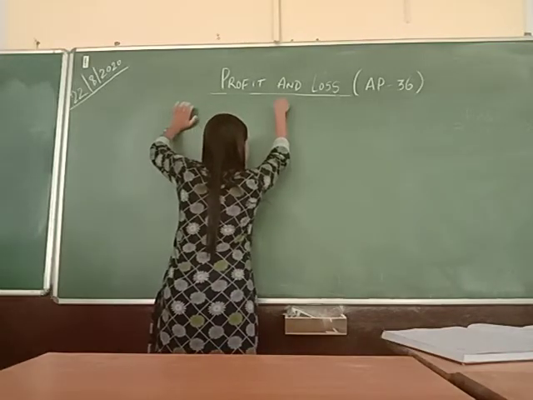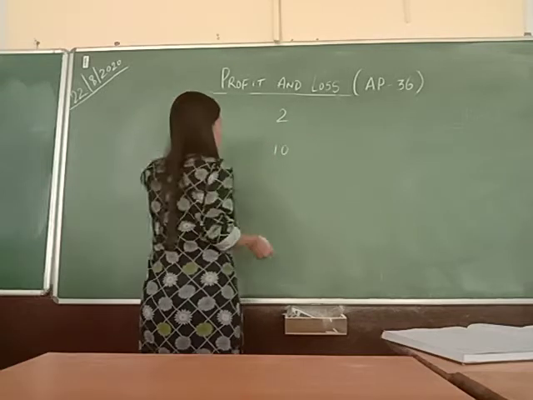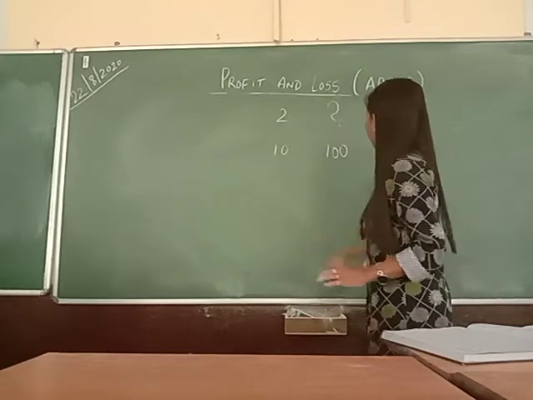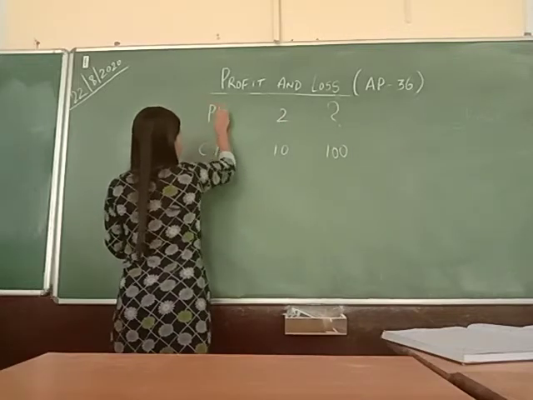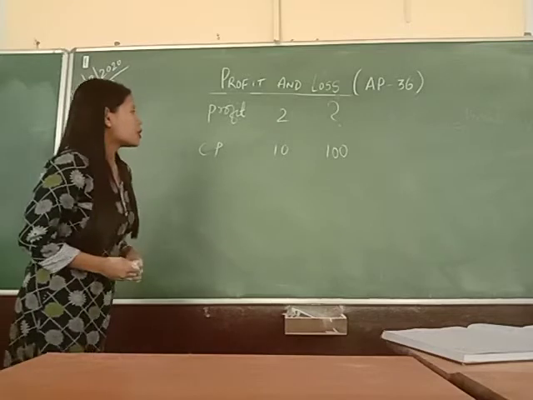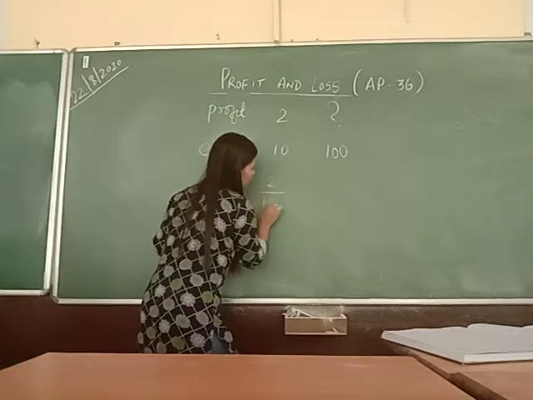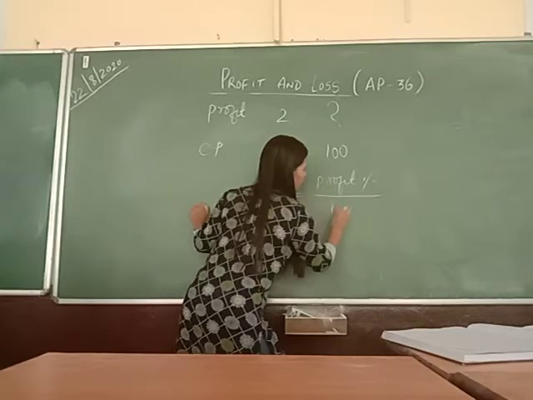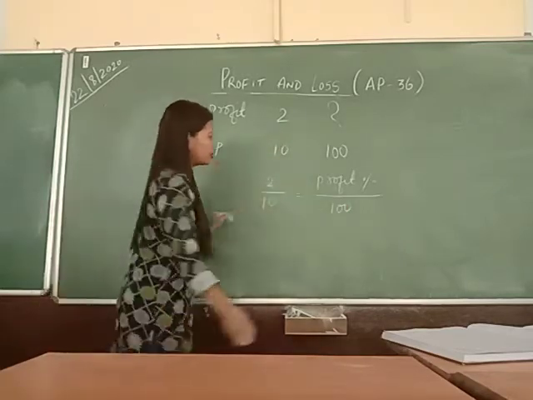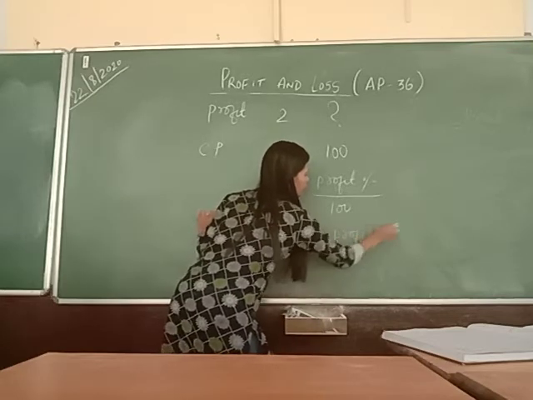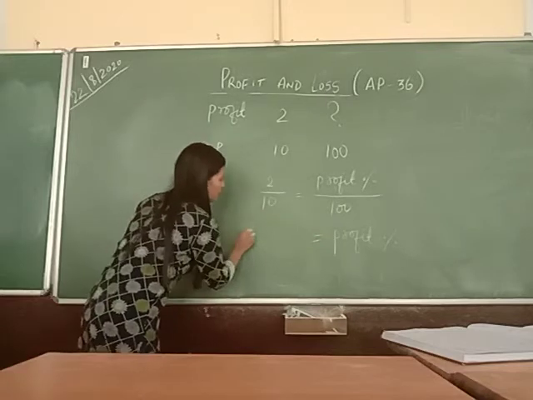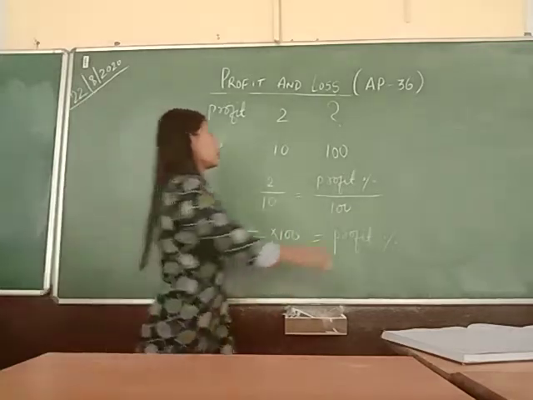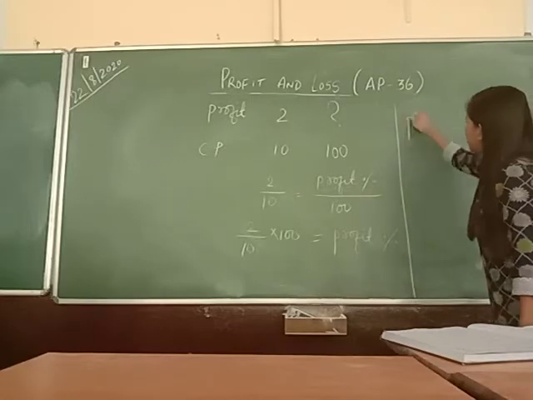I had a profit of rupees 2 when the cost price was rupees 10, and when the cost price was 100, I wanted to know this profit, isn't it? So this is the cost price and this is the profit. So this is equivalent to this problem. This is the profit percent I want to know, and this is 100. So from here, if you want to find profit percent, this will be equal to 2 by 10. This, when taken this side, gets multiplied into 100.